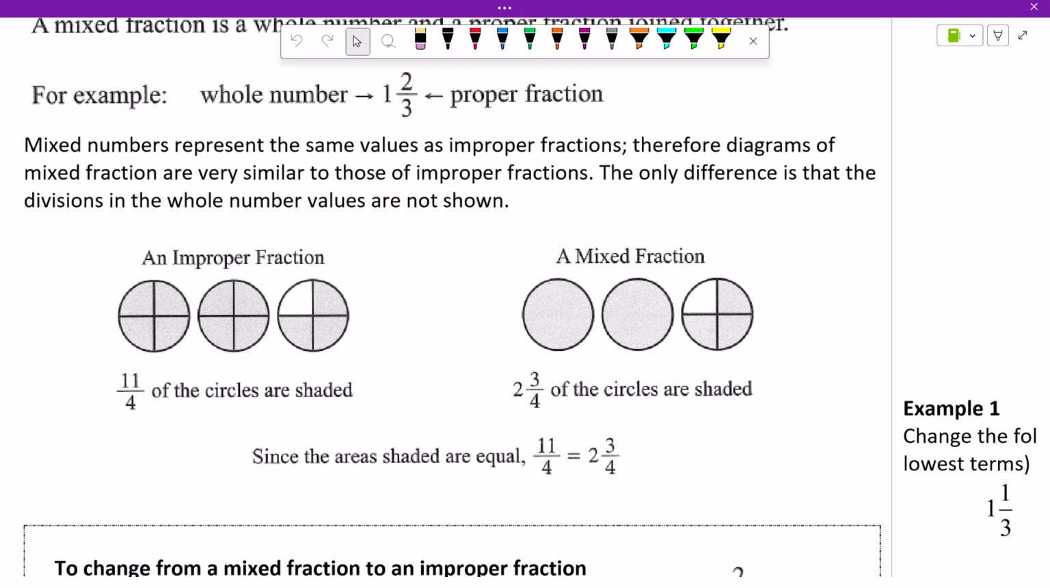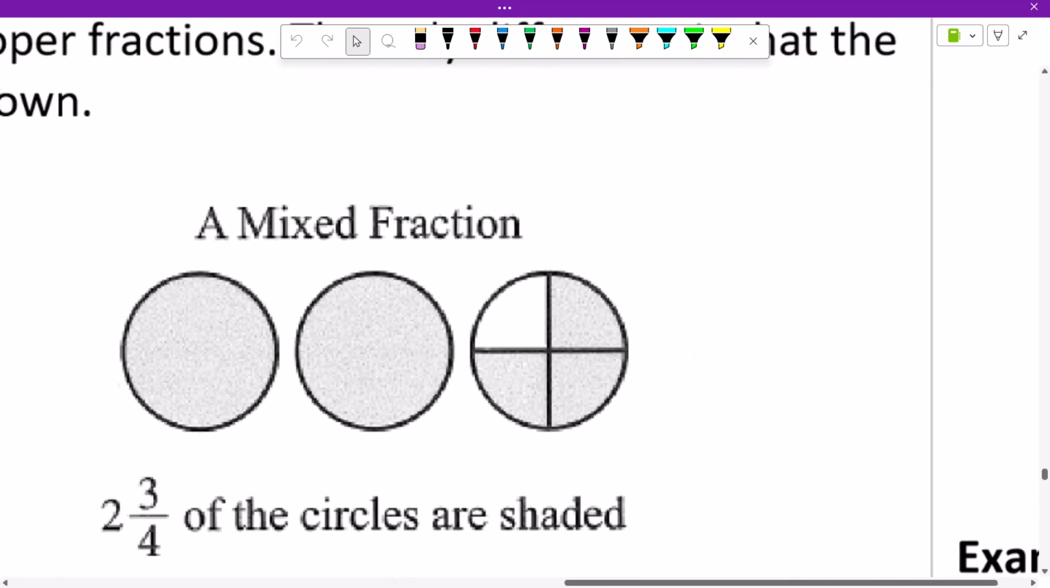For example, I shouldn't have put this in. I should have made that a blank.